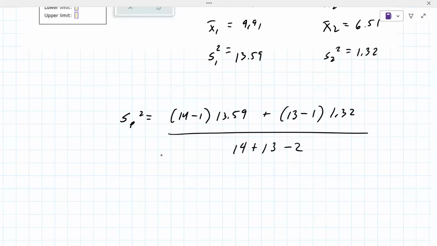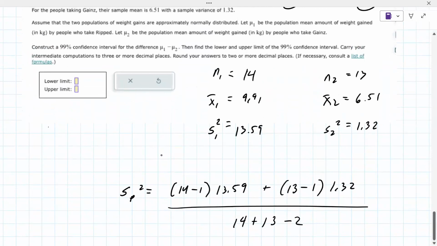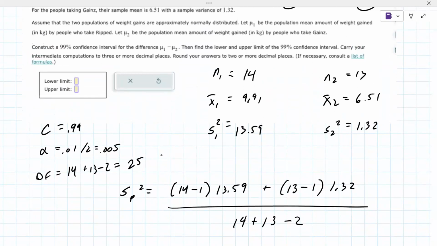Then we have to get our confidence interval. So the C, like you said, is 0.99. Alpha is 0.01. Divided by 2 is 0.005. Our degrees of freedom is 14 plus 13 minus 2, which is on the bottom there. So this T value we're looking for, this is where you have to look this up in a table or use software. That's where I thought I'd originally gone wrong with the first calculation, but it was actually just using the wrong numbers.